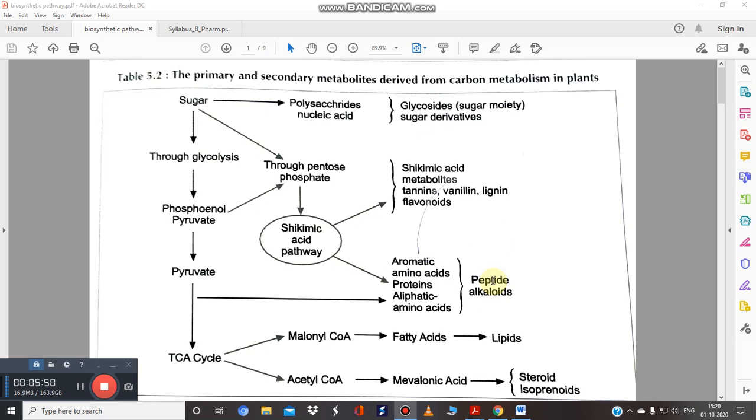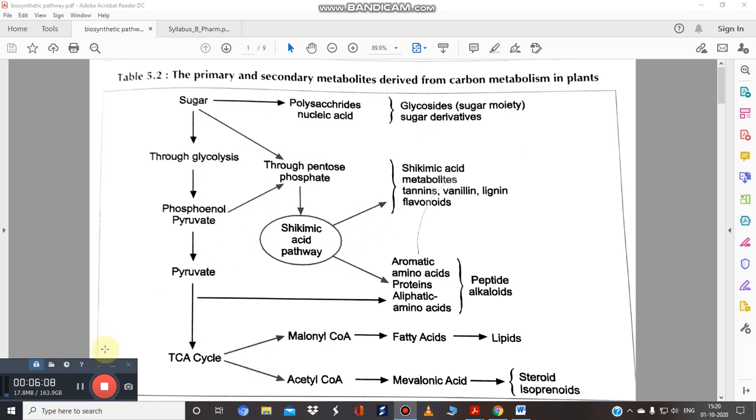And we know there are different types of alkaloids. We will see which type of alkaloids are synthesized by which type of amino acid. And in this way, you see here the tannins and the flavonoids are produced by, yes, again the shikimic acid pathway.